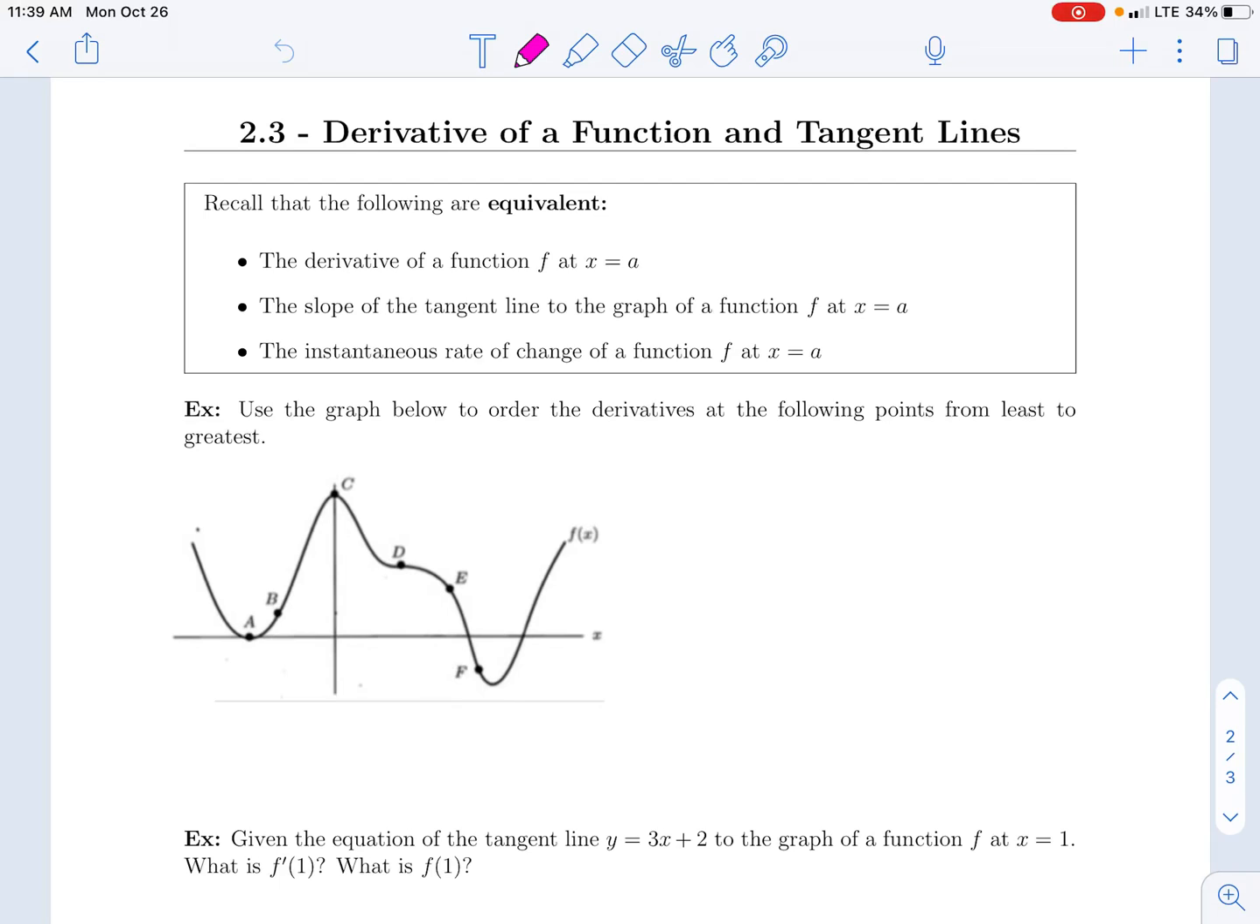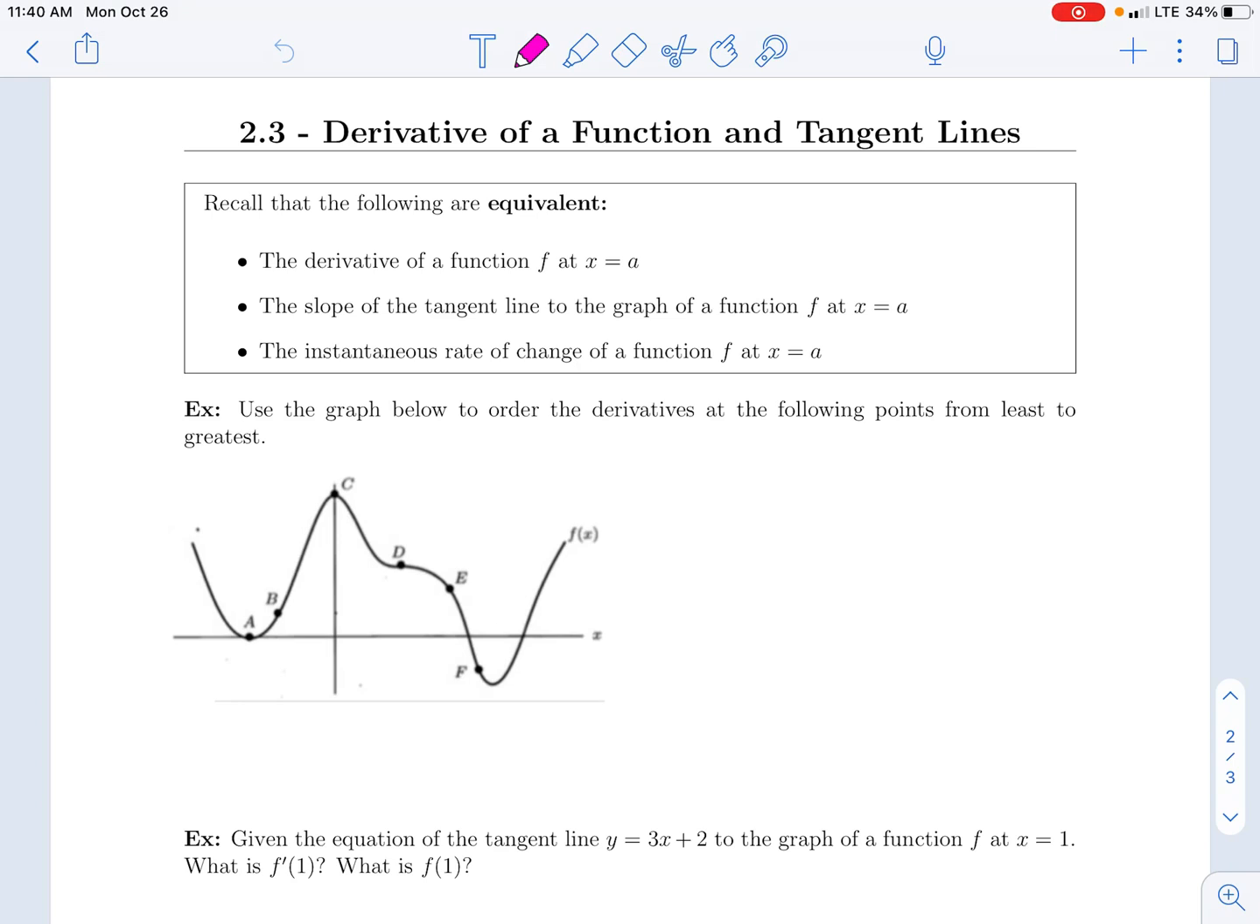Okay, so now I want to recall that the following are equivalent. The derivative of a function f at x equals a is the same thing as the slope of the tangent line to the graph of a function f at x equals a, which is the same thing as the instantaneous rate of change of a function f at x equals a. All of these three things are the same thing. So you want to just make sure that you have this engraved.